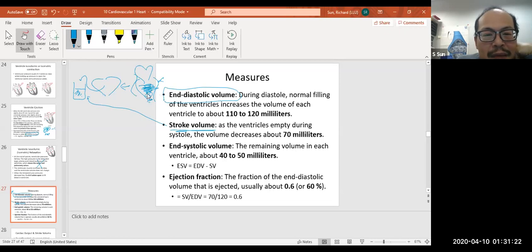And then the remaining part is the end systolic volume. And the ejection fraction is the stroke volume divided by the end diastolic volume: how much is squeezed out. Any questions?